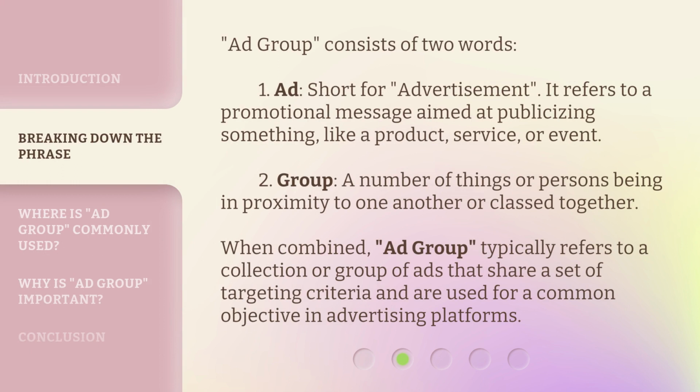Ad group consists of two words. 1. Ad, short for advertisement. It refers to a promotional message aimed at publicizing something, like a product, service, or event. 2. Group, a number of things or persons being in proximity to one another or classed together. When combined, ad group typically refers to a collection or group of ads that share a set of targeting criteria and are used for a common objective in advertising platforms.